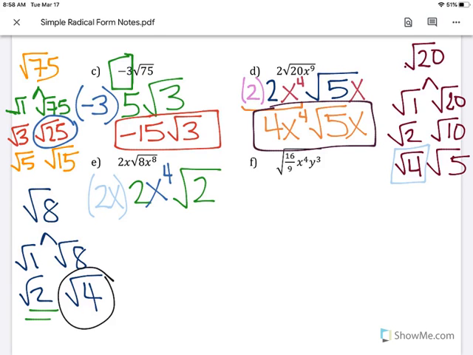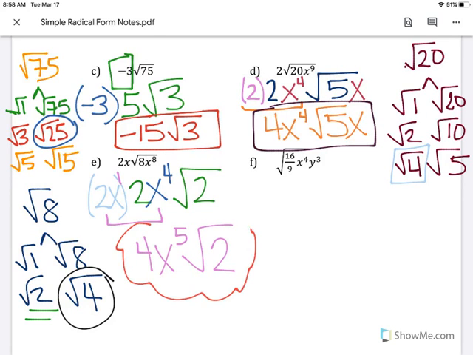Now, when we clean this up a bit, and we multiply the outer terms together, 2 times 2 is 4, and remember that we add exponents together when we multiply. So that should give me x to the 5th. And then I still have the square root of 2 that I can't forget to write down. So my final answer is 4x to the 5th radical 2.